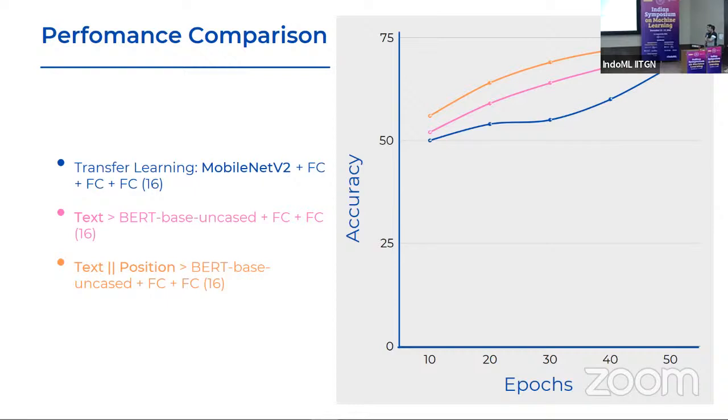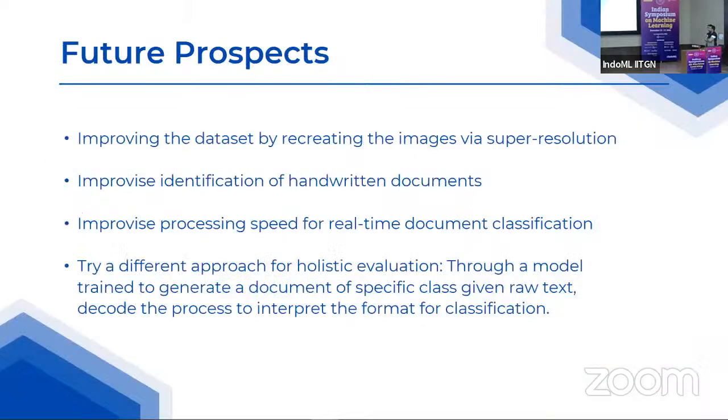We can already see a trend which is actually lower in comparison to the other approaches. And the position information along with the text of the BERT-based classification is already performing the best among all these three. So the future prospects among these can be that we can improve the dataset by using some super resolution technique. We can use GAN to generate the dataset itself, because we have seen that some of the images were blurred out, and we need to find the images itself to classify them manually also. So we can use some GAN-like technique for that.